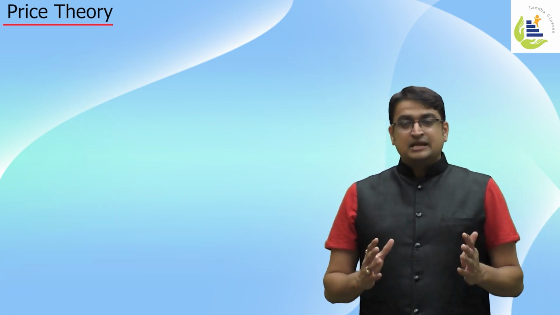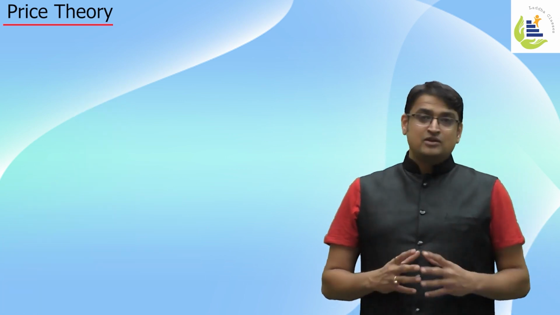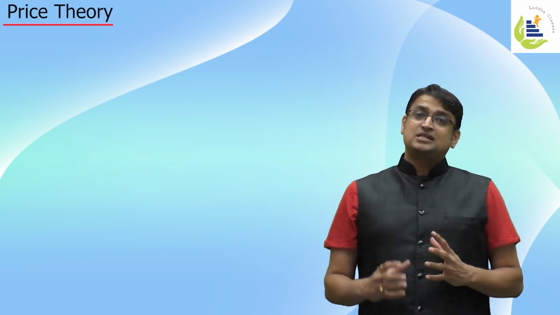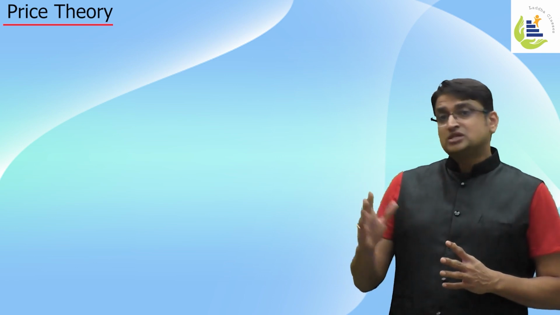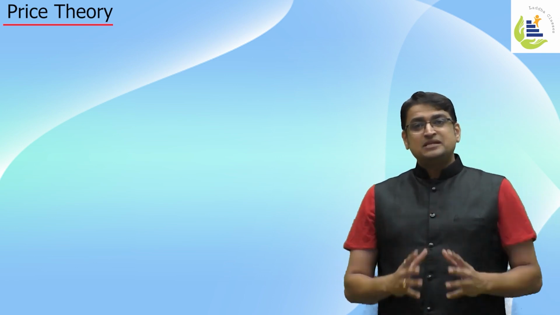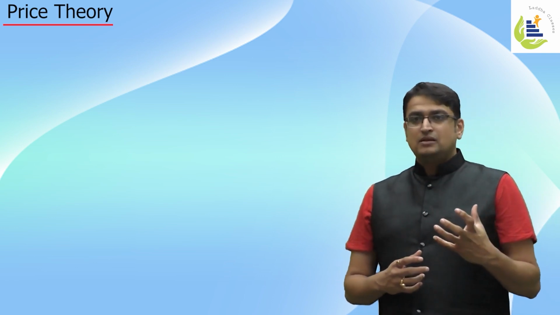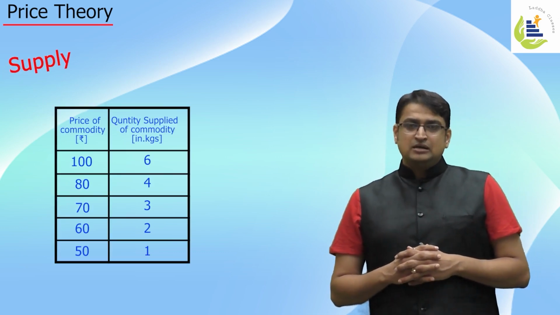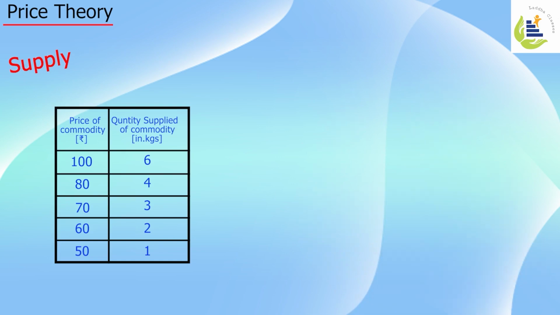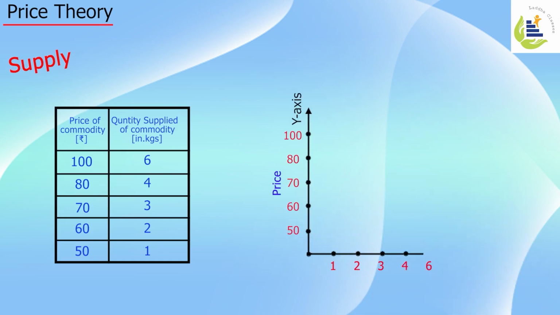Let us understand how microeconomics helps us understand prices of different goods, commodities, or services. I'll explain this with the help of an example, with the help of this chart. In this chart, we will try to represent prices of the commodity and quantity supplied. So on the y-axis, it will be prices of commodity. On the x-axis, it is quantity supplied.